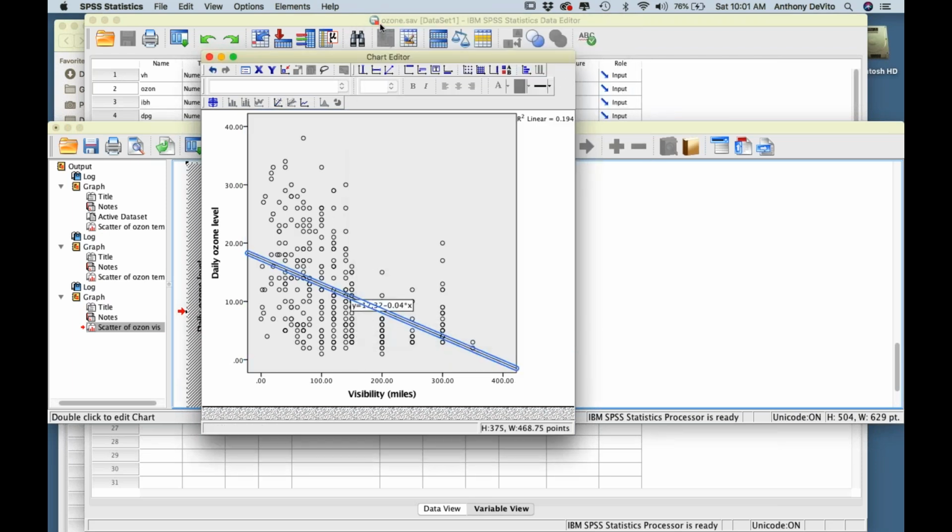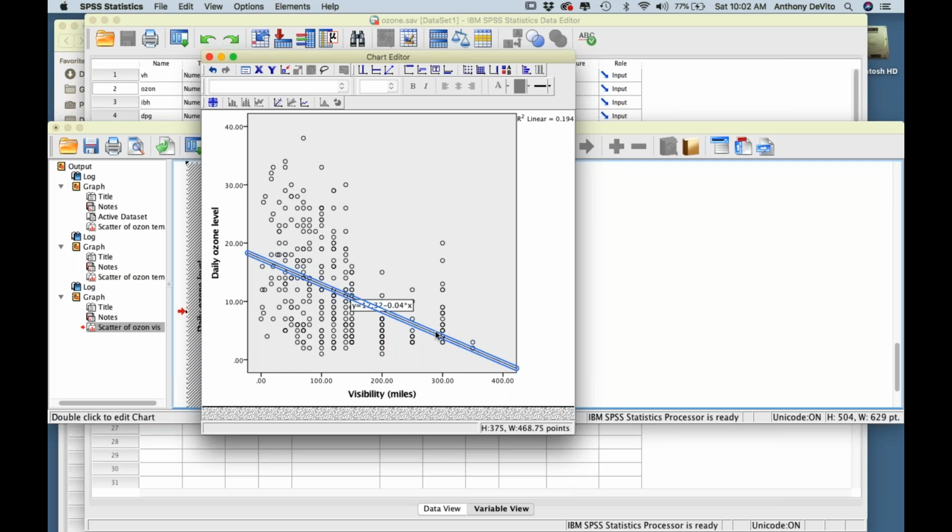Okay, and it looks like as visibility goes up, the ozone concentration goes down. Does that make any sense? As visibility in miles goes up, the ozone content in the air goes down. That's kind of counterintuitive to me. I would have thought that with good cloud cover, maybe the ozone level would be lower. Maybe this isn't measuring cloud cover.